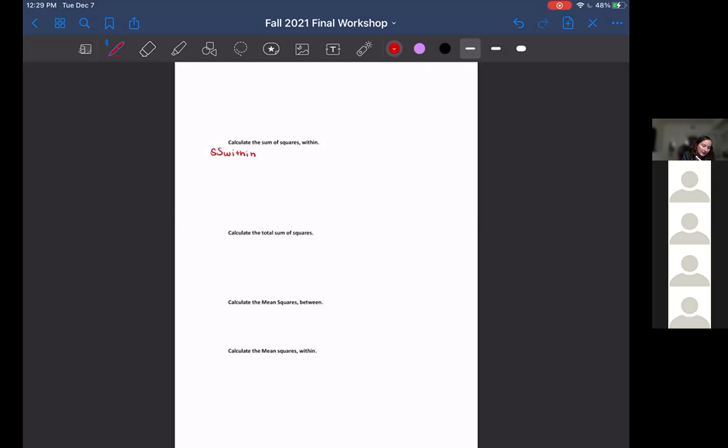Okay, so that is equal to the sum of x squared minus, and then it's the exact same thing. So the sum of x1 squared divided by n plus the sum of x2 squared divided by n plus the sum of x3 squared divided by n. Okay, so let's try and solve for that.